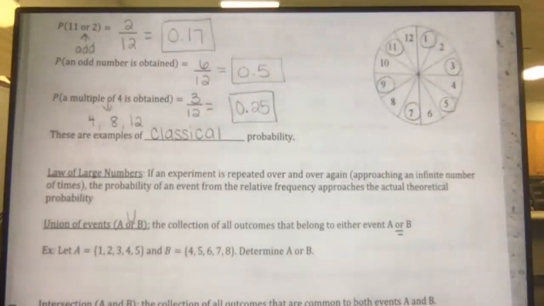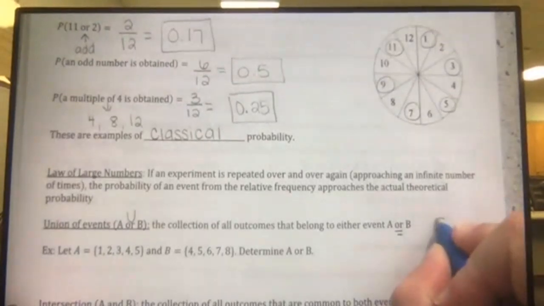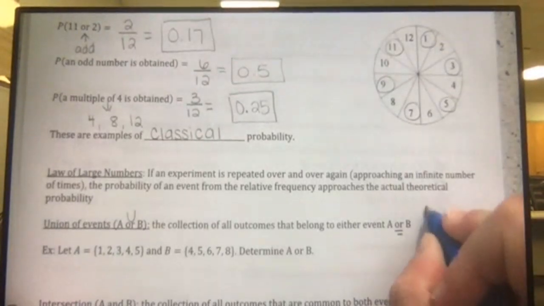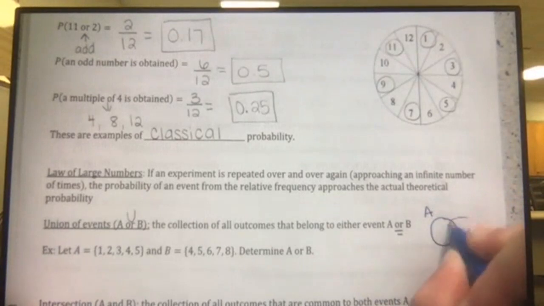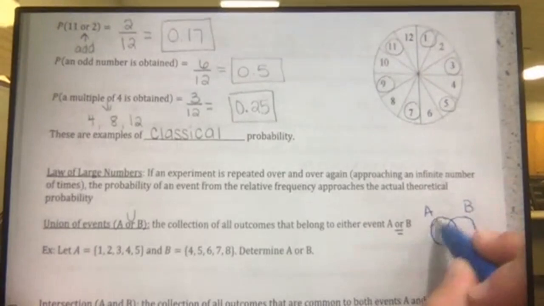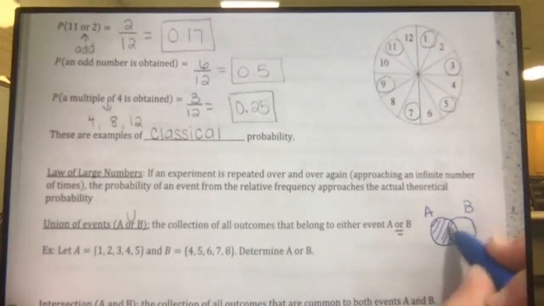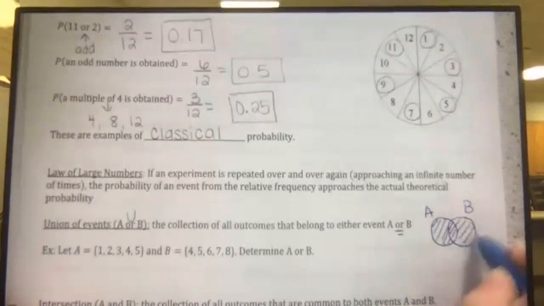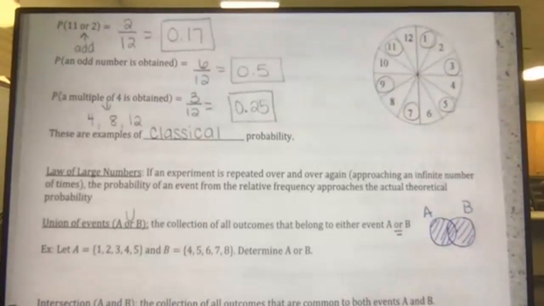So for example, if I like visuals, to use a visual, this is for A, and we have this for B. A or B means it could be in A, it could be in both, or it could just be in B. It's everything put together.